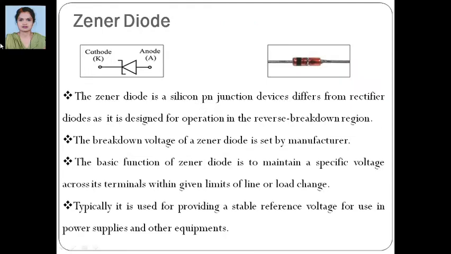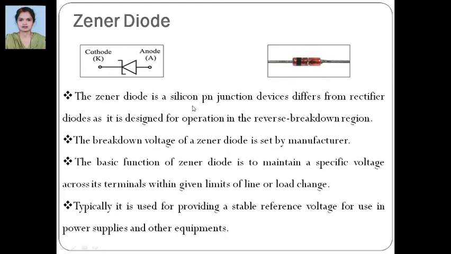The symbol of the Zener diode is like this. It has two ends. One is the anode, second one is the cathode. Anode is the positive end, cathode is the negative end. If we see physically, it resembles like this. This black strip indicates it is the N side, other side is the P side.